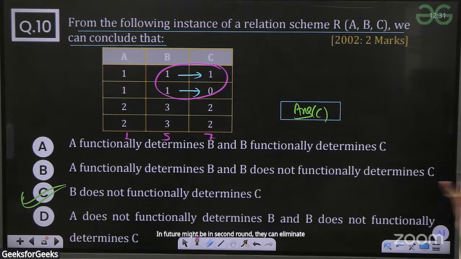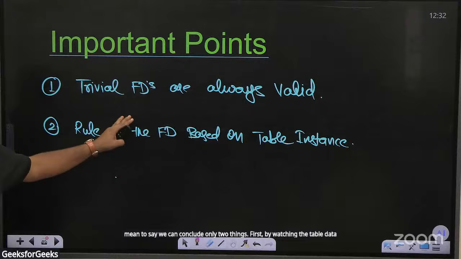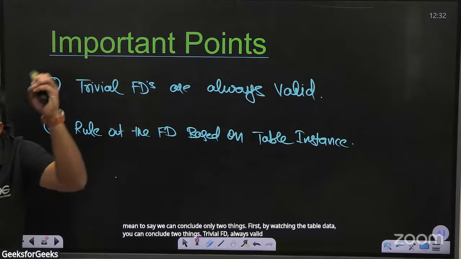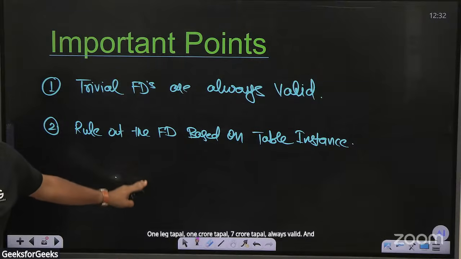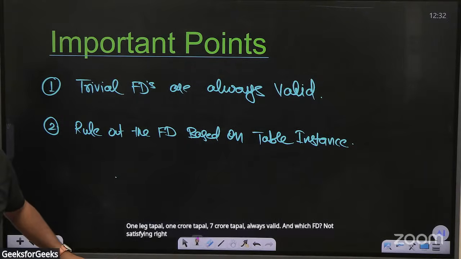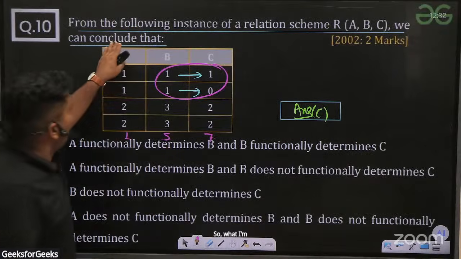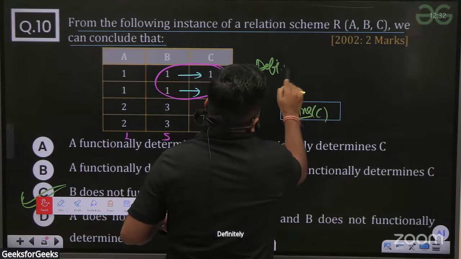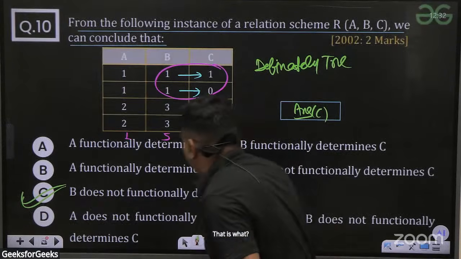Meaning, we can conclude only two things by watching the table data. Trivial FDs are always valid: 1 lakh tuples, 1 crore tuples, 7 crore tuples, always valid. And an FD that is not satisfying right now is never satisfying in the whole relation. So what we conclude here, definitely true, is that B does not determine C.